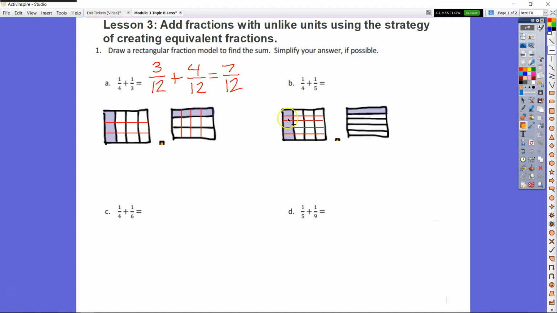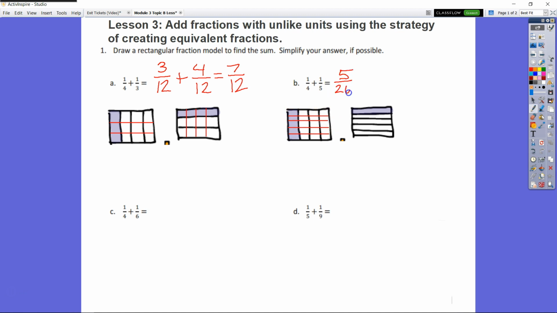So now we have 1, 2, 3, 4, 5, 10, 15, 20. When I'm skip counting, I'm just counting each row. So that's 5 plus 5 more plus 5 more plus 5 more. So I have 5 shaded in out of 20. Plus, now my 1/4 turned to 5/20ths, and plus my 1/5, but I'm going to write it as a fraction over 20. Let's see, how can we do that?